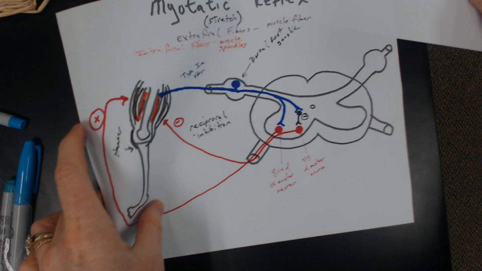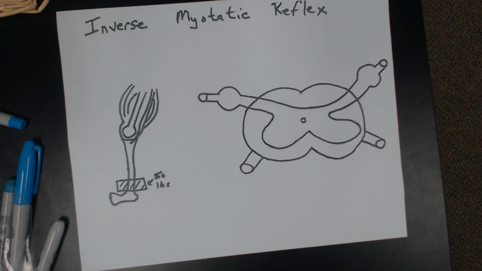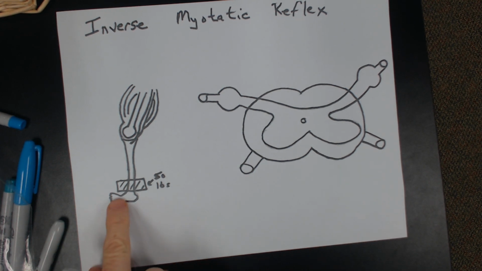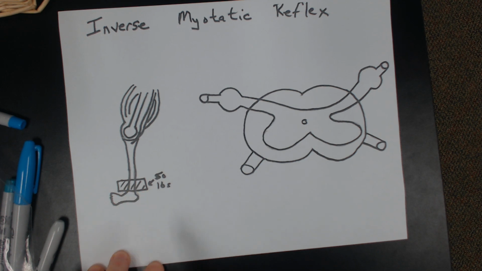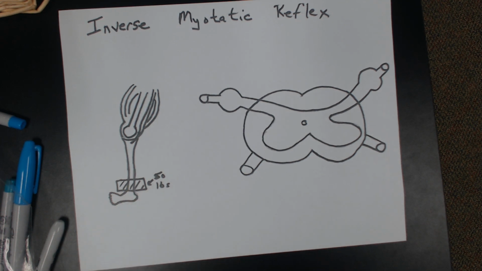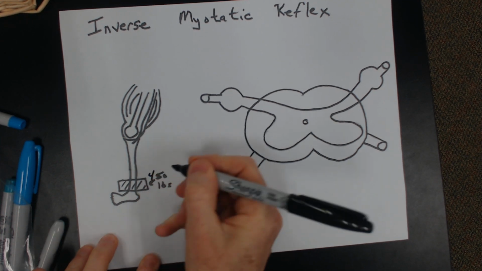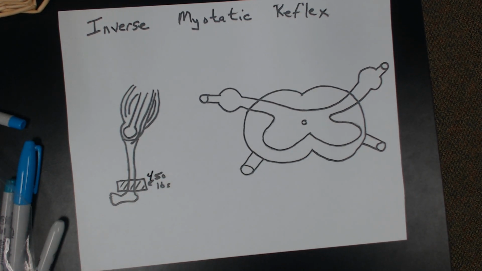All right, inverse myotatic reflex. Next picture. For this one, this is the same picture, except here I have an ankle weight. This is my representation of an ankle weight. And I have 50 pounds. That's not near enough. So let's go ahead and make that 450 pounds. Okay. So what you're seeing here is this person is trying to lift a 450-pound ankle weight.